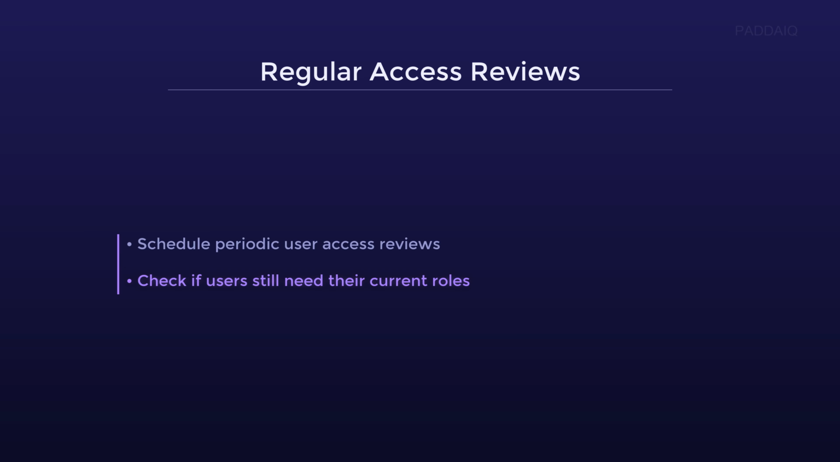Check if users still need their current roles. This means periodically verifying that each person's access permissions are still necessary for their job. For example, an employee who moved from finance to sales should not retain financial reporting roles. This practice keeps access aligned with current responsibilities and reduces risk.